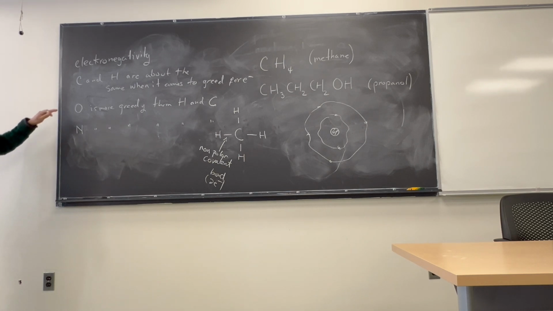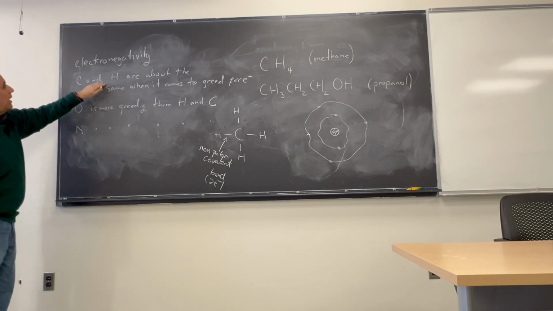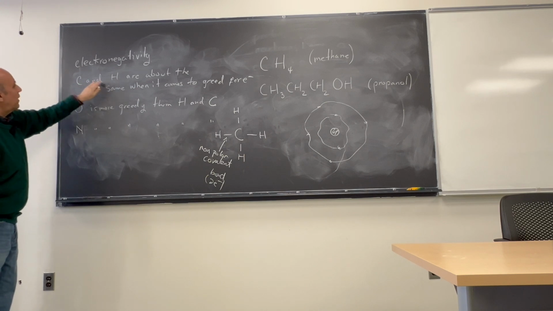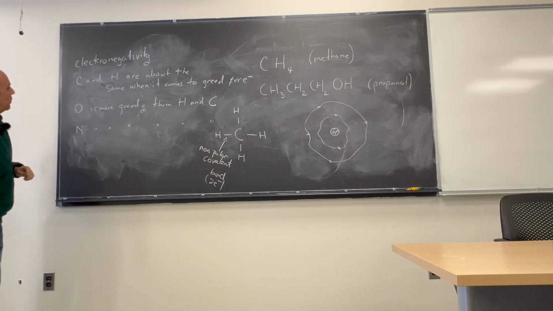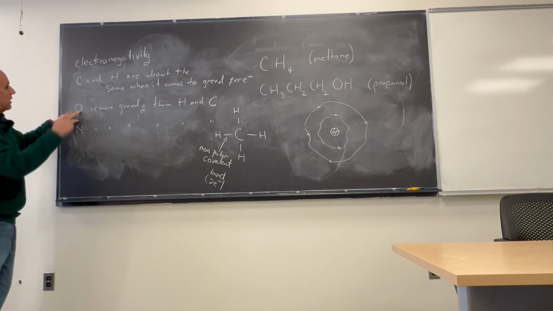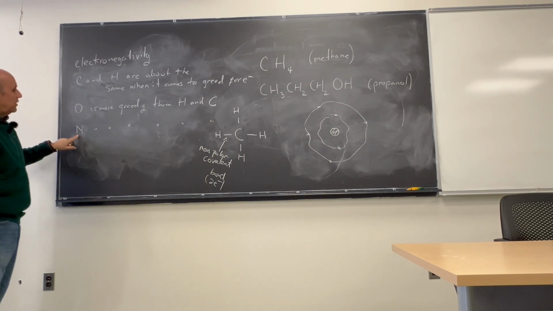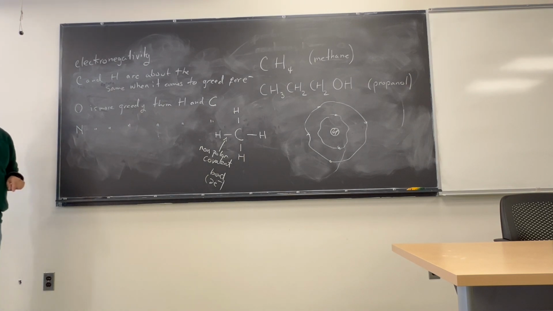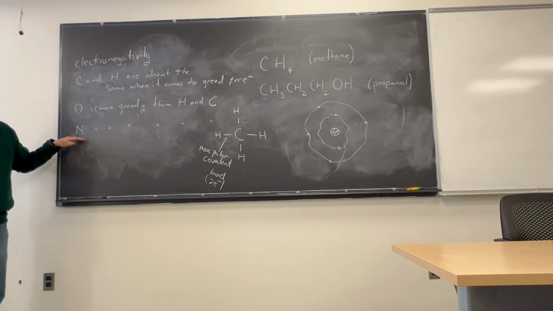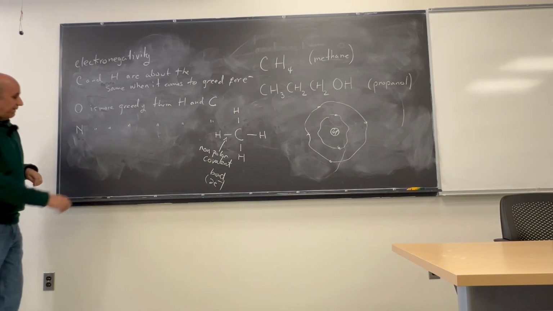But just remember this simple rule. Carbon and hydrogen are about the same when it comes to greediness, so every bond that you have between carbon and hydrogen is going to be nonpolar. Oxygen is more greedy than carbon and hydrogen. Nitrogen is more greedy than hydrogen and carbon. Therefore, those bonds are going to be polar. Bonds between oxygen and carbon, polar. Bonds between oxygen and hydrogen, polar. Bonds between nitrogen and carbon, polar, because nitrogen is more greedy.